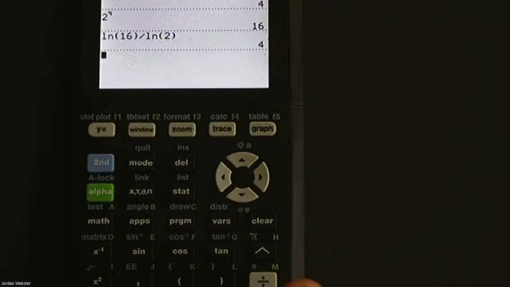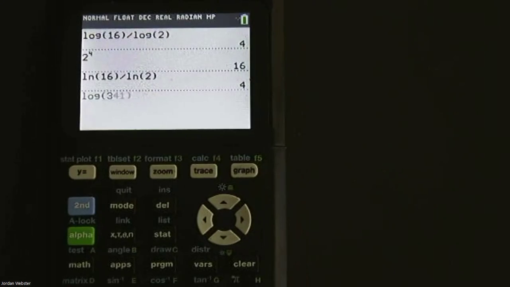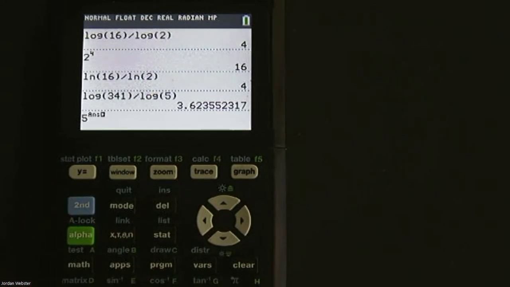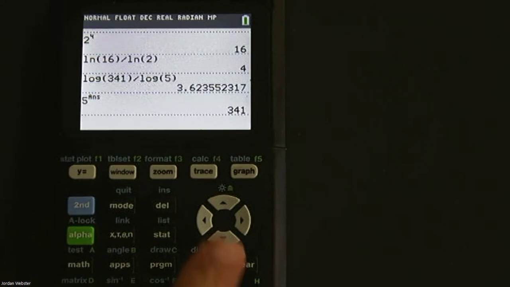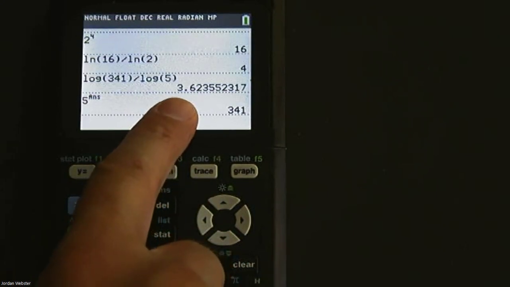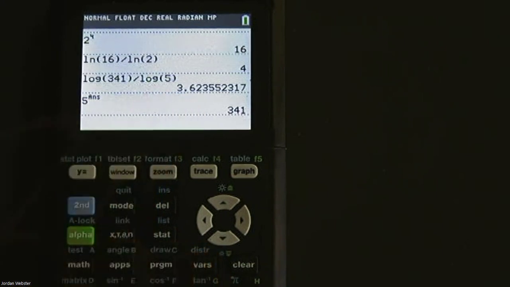Now for the other one, it was log base 5 of 341. I'd take log base 10 of 341 divided by log base 10 of 5, and I get that number. And I'm saying that 5 raised to that power should give me 341. So that is the answer. That is the log base 5 of 341. It's about 3.62355, etc., etc.